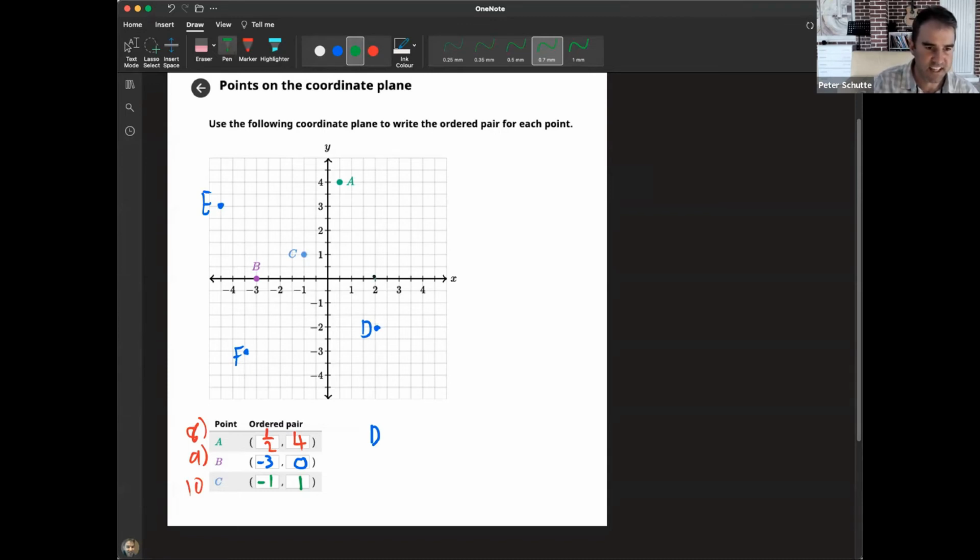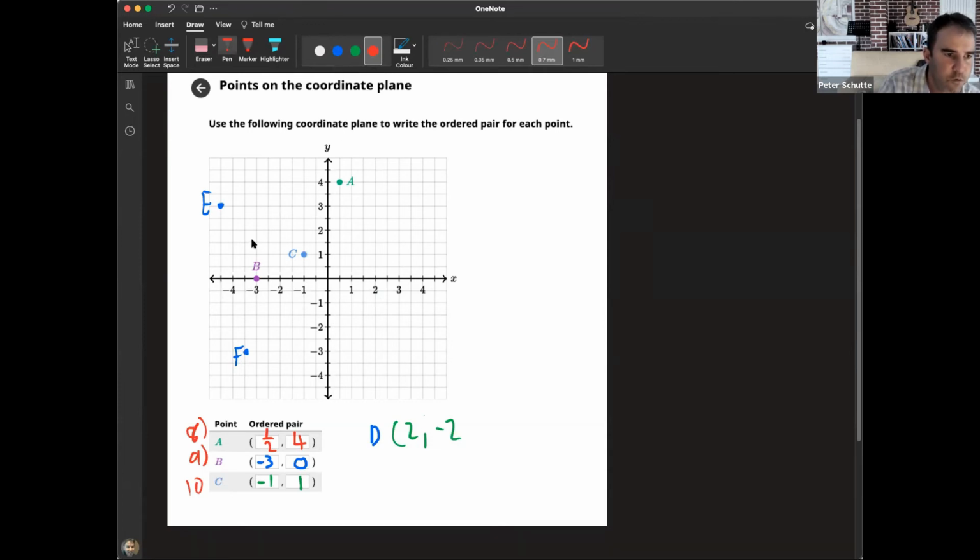So for D, it's in line with x is 2. And so the x coordinate is going to be 2. And the y coordinate, where it's in line vertically, is going to be -2. Okay, so that's for D. Now, I wiped out D, sorry. I'll leave the answer down there. For E, let's have a look.